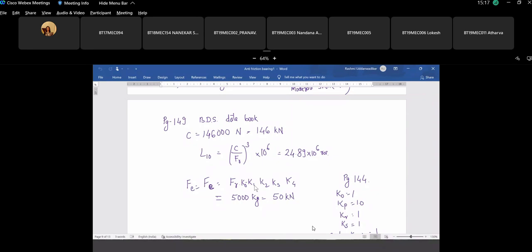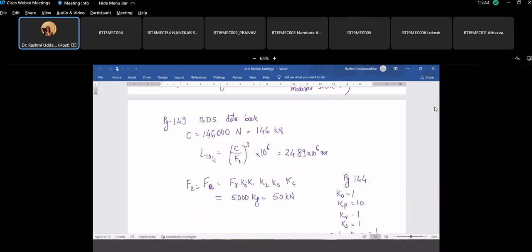The total load remains the same, 5000 kg or 50 kilonewton, and for this load applied on the bearing, the bearing that we have selected has a dynamic load carrying capacity of 146 kilonewtons. So for a given bearing, its load carrying capacity remains constant. As the radial load it is subjected to changes, the life would change.